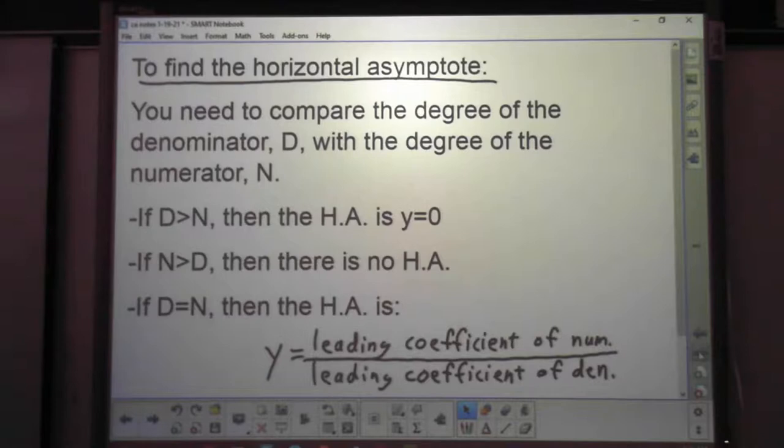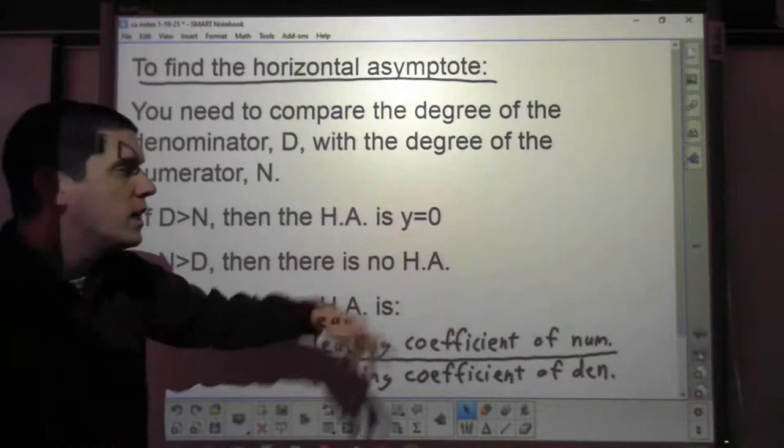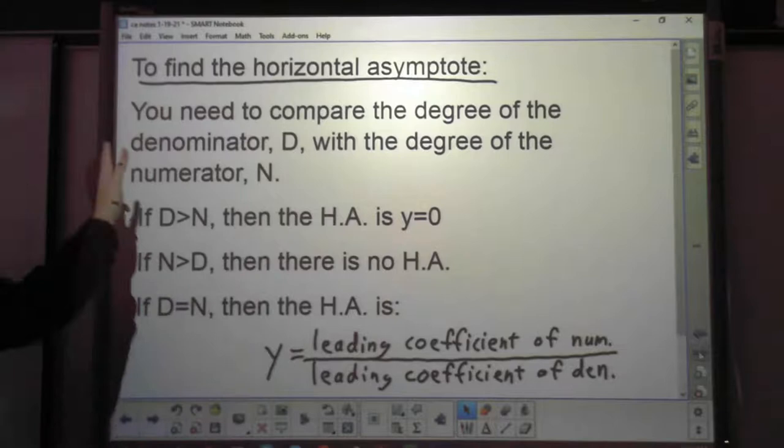All right, so you need to compare the degree of the denominator with the degree of the numerator. Remember, degree is the highest exponent in a problem. So again, maybe you need to write that down, highest exponent. All right, so when I look at this, if the degree of the denominator is higher than the degree of the numerator, the initial horizontal asymptote is y equals 0. Anytime I have that add, subtract thing, again, this is only when I have one fraction. That should also be emphasized too.